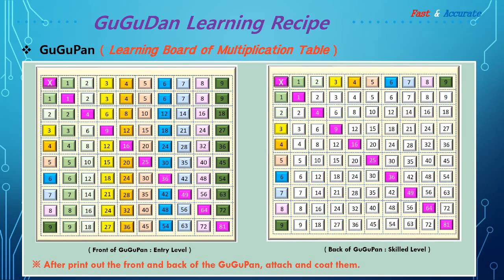For your information, the front of GuGuPan is designed for students in the introductory stage of learning Gugudan for the first time. And the back of the GuGuPan is made for students who are somewhat familiar with the multiplied values from 2 times table to 9 times table through Gugudan learning recipe. After preparing the GuGuPan like this, if you understand the contents of the next 6 pages of the Gugudan learning recipe slide and engrave the contents of each page through repetitive learning, children will master Gugudan naturally.